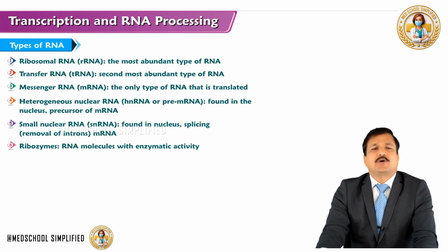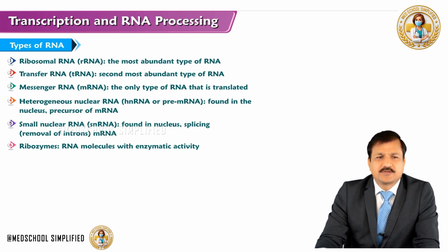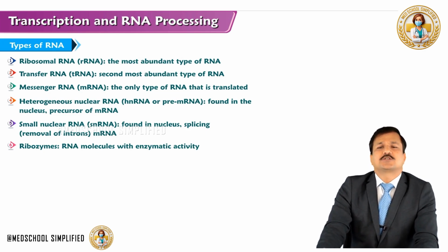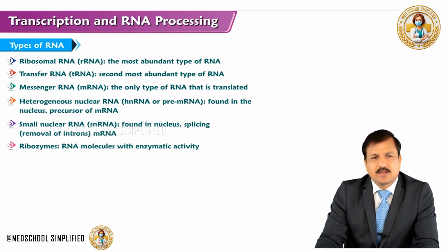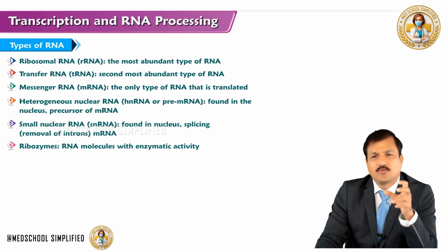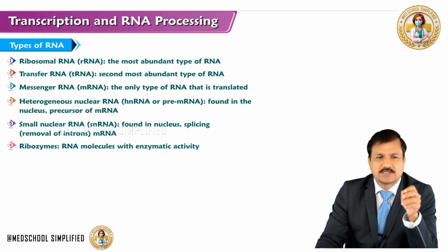Now, the second type of RNA is transfer RNA, which is referred to as tRNA. This is the second most abundant type of RNA. Its function is to carry amino acids to the ribosome, where they will be linked together during protein synthesis.